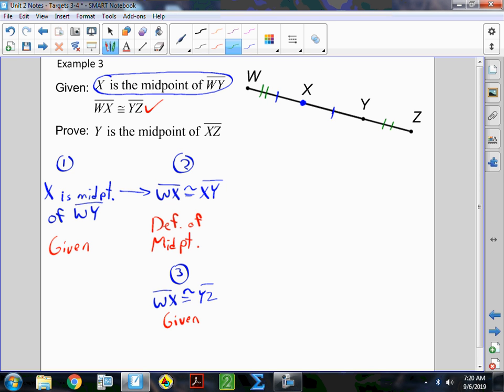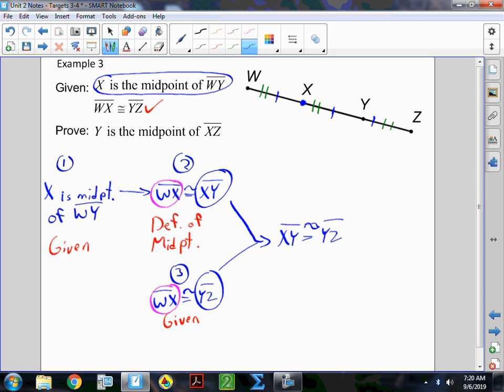And I'm trying to show that Y is the midpoint of XZ. So since I have these two set up to use the transitive property, WX as a segment is congruent to both XY, shown in blue, and YZ, shown in green. That means all three of those are congruent, they should all have three marks. So specifically, I can take these other two parts, XY and YZ, and make a new statement. Segment XY is congruent to segment YZ. That's my transitive property.